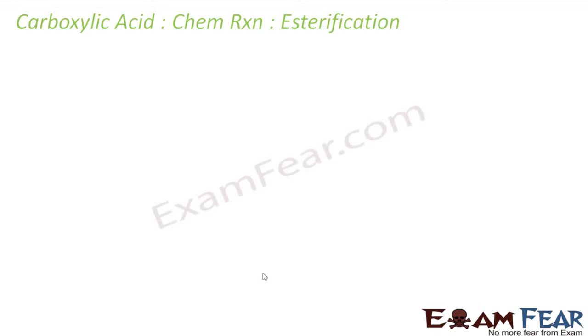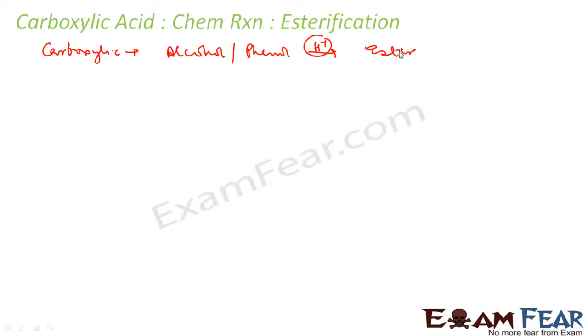The next is esterification from carboxylic acid. For esterification, what we do is we take carboxylic acid and react with alcohol or phenol in presence of some H plus ions, and it will give you ester. So if you see the reaction, I have some carboxylic acid and react with some alcohol in presence of some acid H plus. This will give me ester, RCOOR dash, and water molecule.